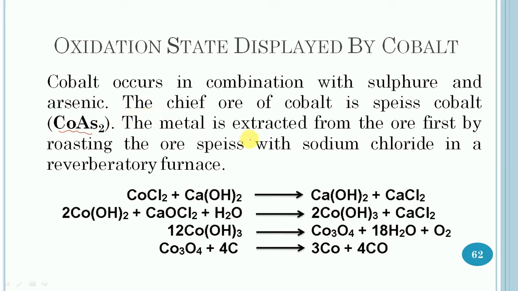The metal is extracted from the ore by first roasting the ore spiced with sodium chloride in a reverberatory furnace. In this process, sulfur and arsenic impurities are driven off while the metal is converted into its chloride.